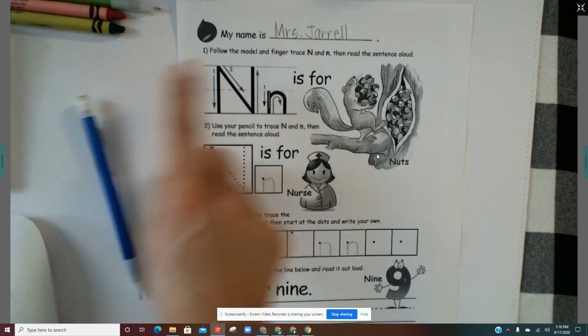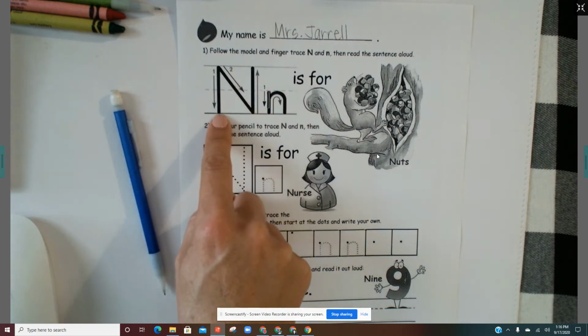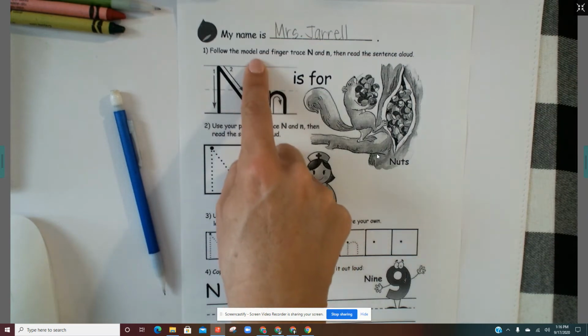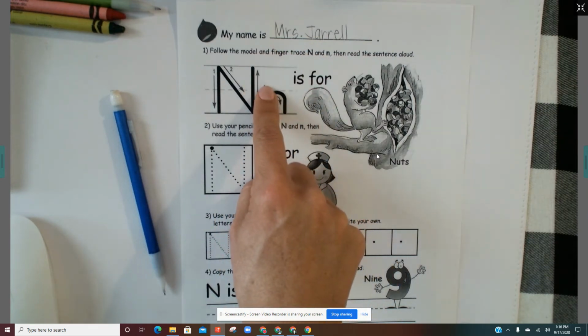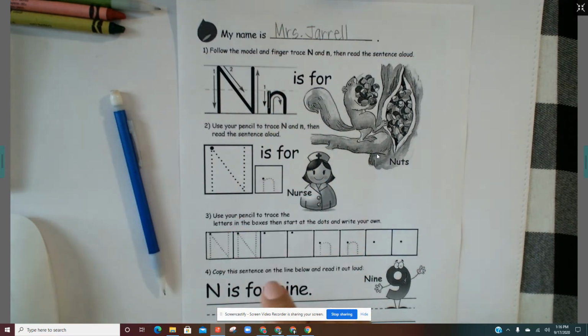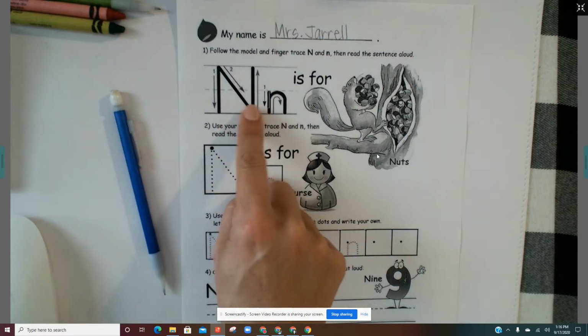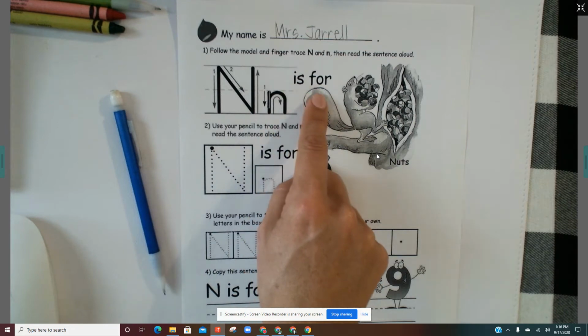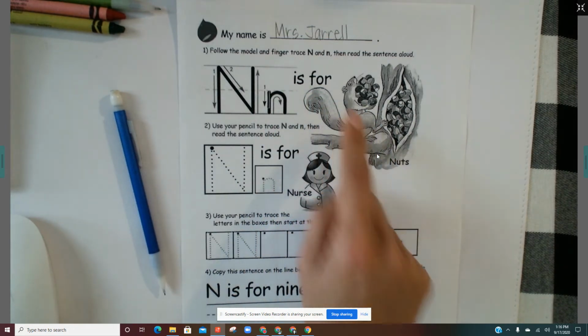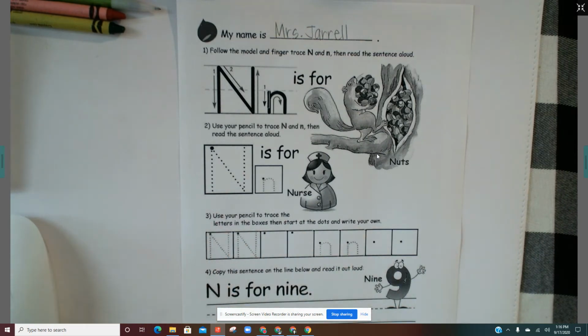So I'm going to start right here, straight line down, back to the top, diagonal line down and up. Lowercase n, start at the fence, straight line down, back with a bump. Now my sentence says, N is for nuts. Look at that hardworking squirrel. He is trying to save some nuts for the winter.